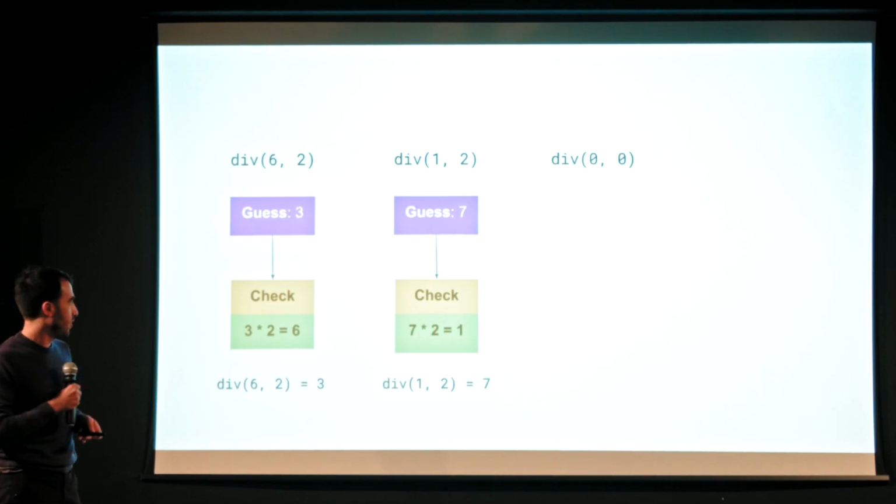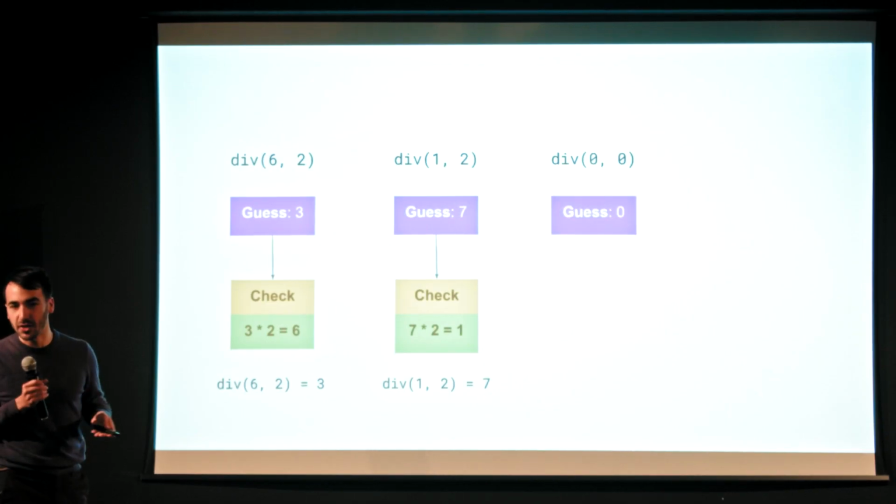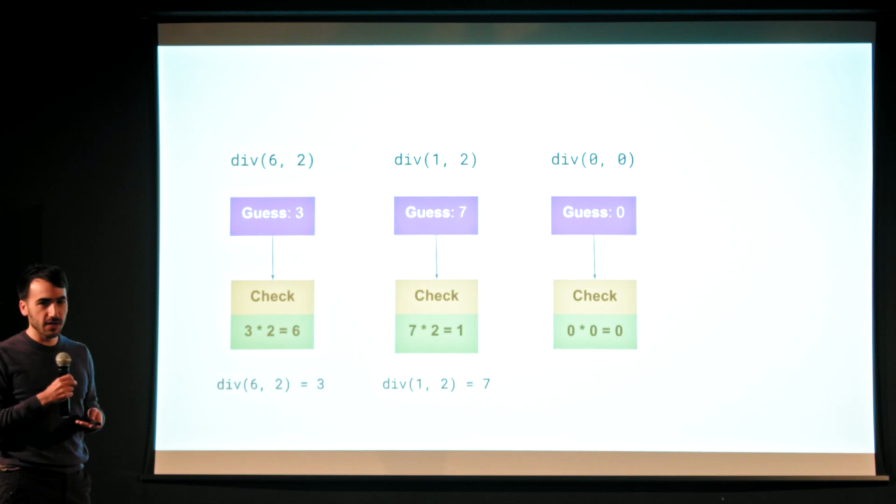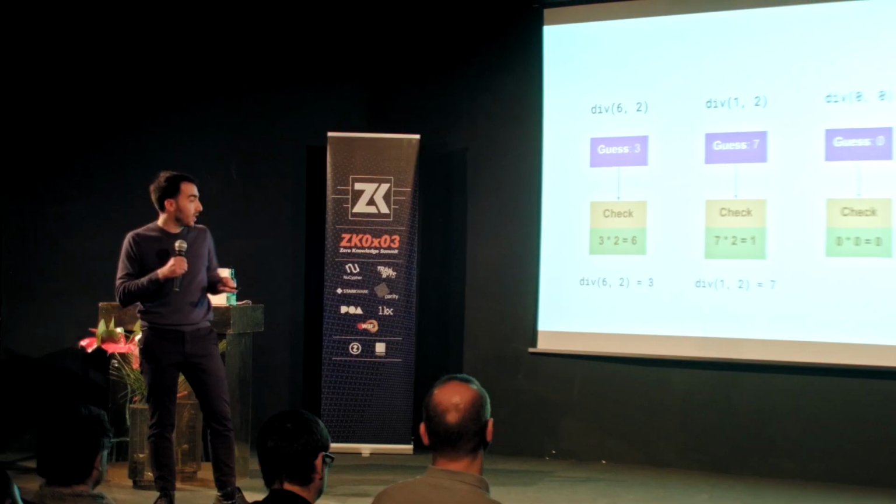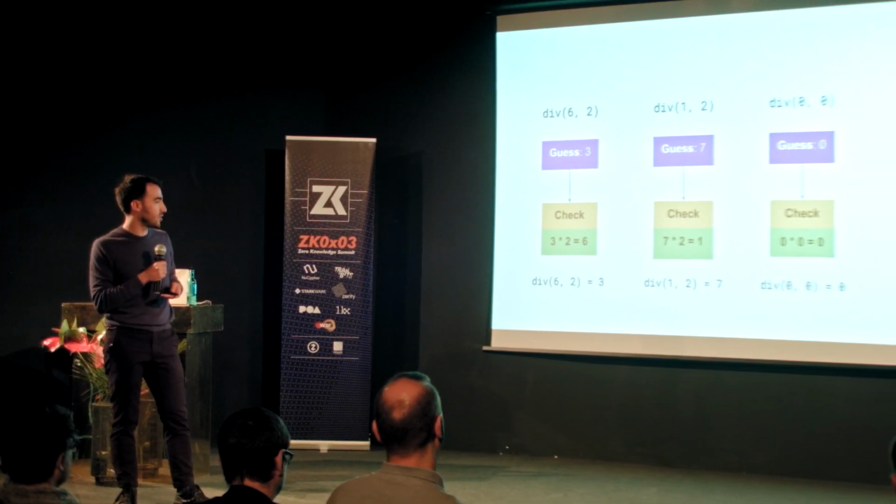How about 0 divided by 0? I don't know, maybe 0. That seems like a good guess. Let's check. 0 times 0? It's 0. Okay, great. So I guess if I divided 0 by 0, it's 0.